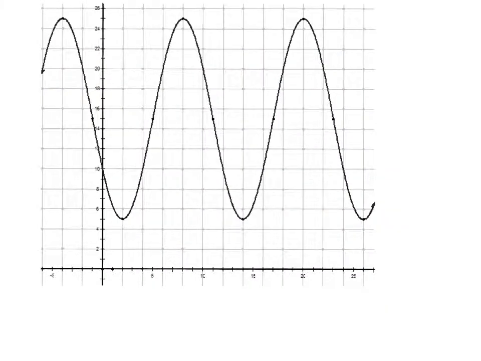Now, if I give you a graph and I want you to write the equation, the first thing I want you to do is find the middle of your graph. So if I'm going as low as 5 and as high as 25, that means my middle is going to be at 15. By finding the middle of your graph, you can figure out whether cosine is going to be easiest or sine is going to be easiest.